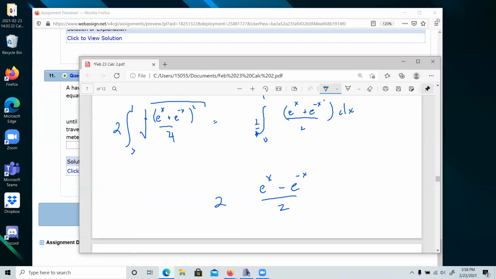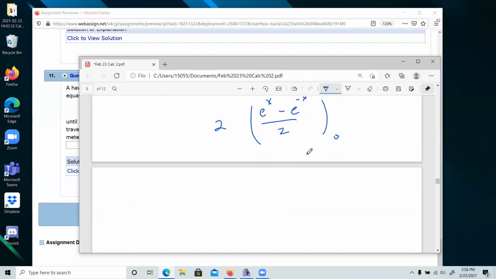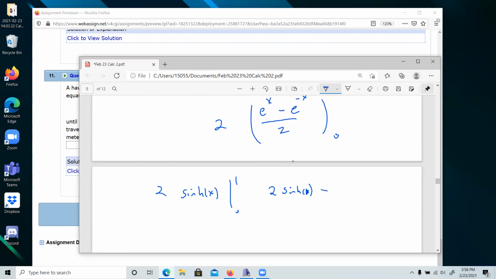We have 2 of these going from 0 to 1. We recognize this as the hyperbolic sine. All right, so we have twice the hyperbolic sine going from 0 to 1. And that's it. So this is 2 hyperbolic sine of 1 minus, well, hyperbolic sine of 0 is 0, because we can plug in 1, and then we'll get that.